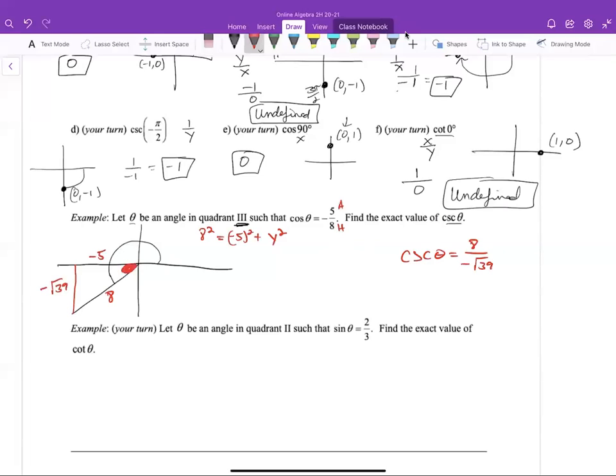We will just rearrange or simplify that because radicals in the denominator is not considered simplified. Multiply top and bottom by the square root of 39, and we will get 8 times the square root of 39 over 39, and this is still negative.